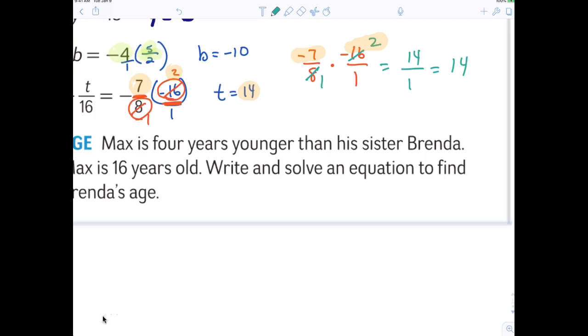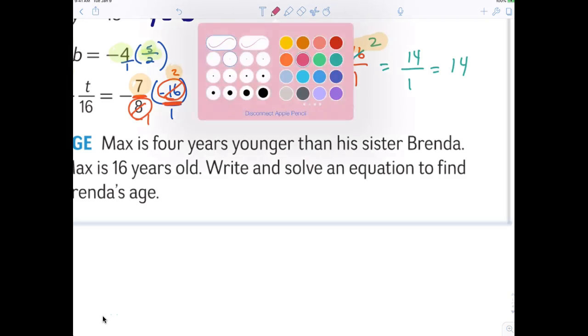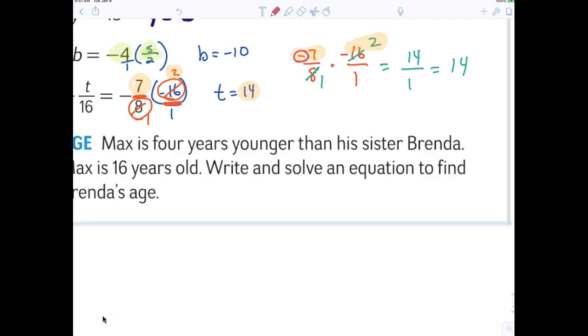Why is that negative? It should be positive, right? Yeah, because there's two negatives. All right, I'm going to show you again. I'm going to highlight this negative right here and this negative right here. Negative times a negative is a positive.